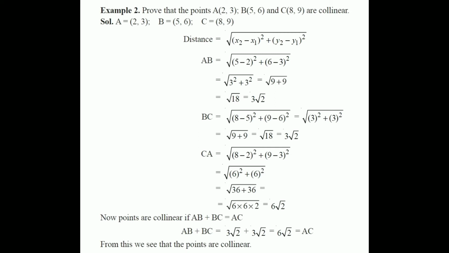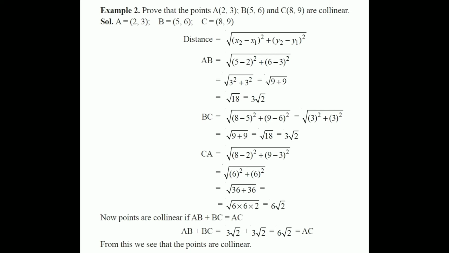Now we find the next distance BC. For BC, the abscissas are 8 and 5, we write their difference. The ordinates are 6 and 9, their difference, under the root sign. Here we get 3 square plus 3 square again. It is equal to root of 9 plus 9, means root 18, and this is 3 into 3 into 2, as done for the distance AB. Same method. Distance BC is equal to 3 root 2.